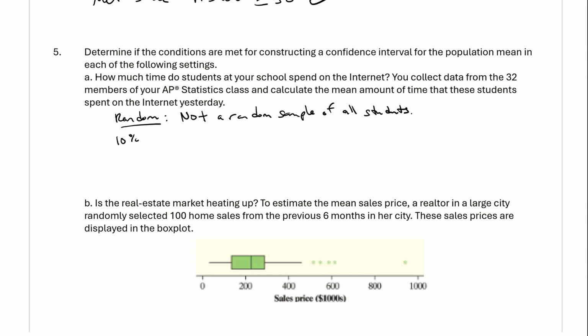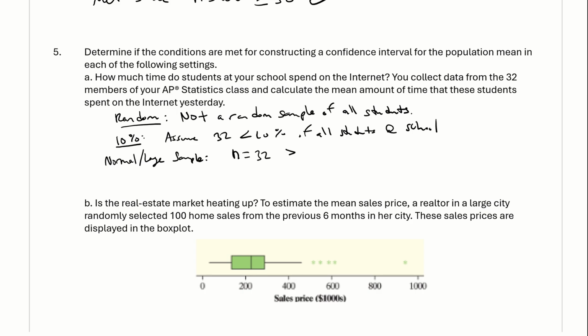But let's check the other one. So 10%. We can assume that 32 is less than 10% of all students at the school. And then let's check the normal large sample condition. In this case, this is met because we had 32 students, which is greater than or equal to 30. But this is not met.